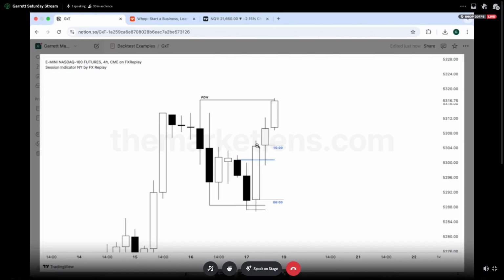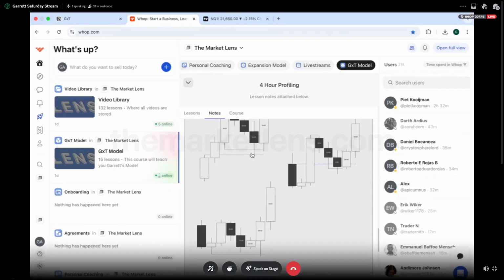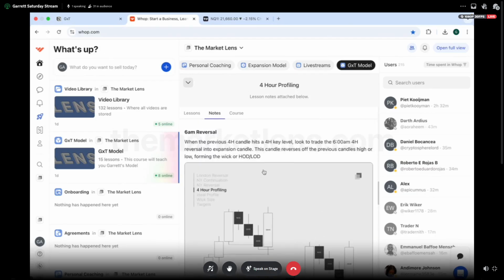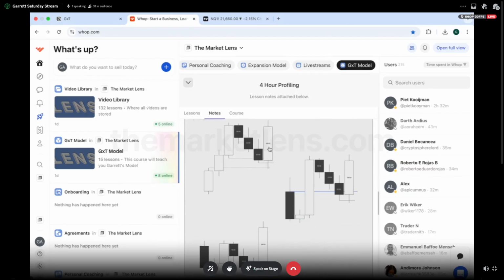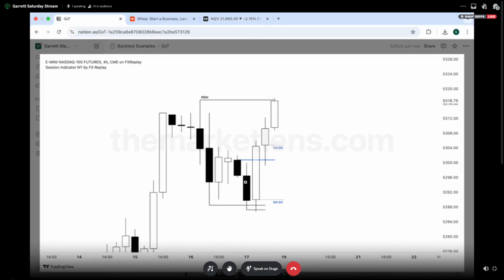In order to trade a New York reversal 6 a.m. candle, you also need that small wick. So if you look here, a 6 a.m. reversal looks exactly like this, right? Where 2 a.m. hits a key level, but we're reversing off that candle's low with this small wick. So if you look here, the 2 a.m. candle hits this low, and we reverse off that candle's low. Small wick supporting expansion. And then 6 a.m. reversal, 10 a.m. continuation.